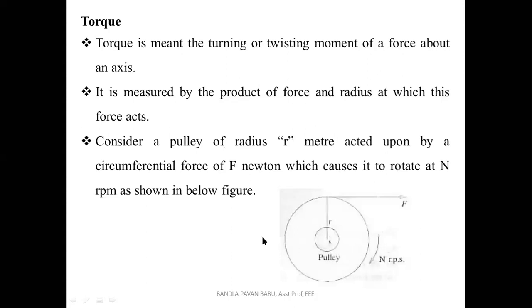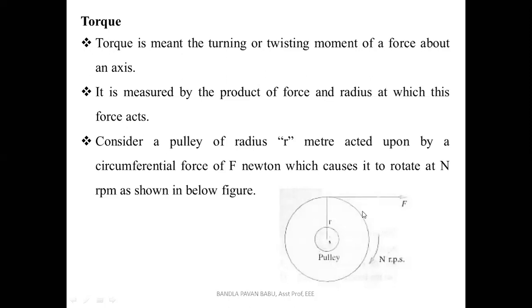Okay. Let us consider a small pulley here. In the diagram you can see here of radius r meters acted upon by a circumferential force of F Newton. So see the direction of the force which causes the pulley to rotate at n rpm. Okay, so either it may be in rps or rpm, so that's up to our convenience. Okay, so this develops a turning or twisting moment.